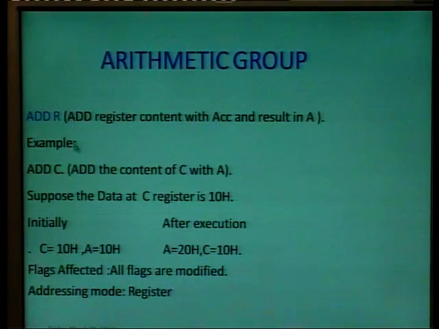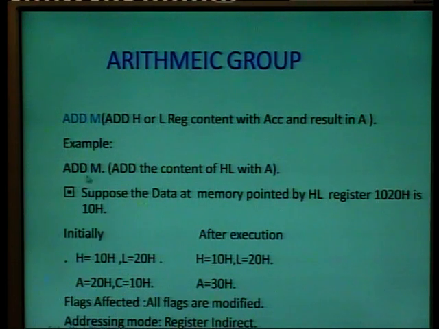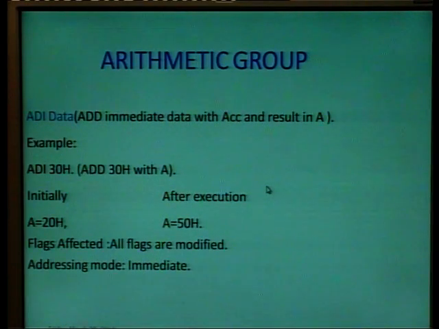Arithmetic group: the first one is ADD R, add register content with accumulator and the result in accumulator. This is ADD C, which means it will add the content of C with A and the result will be in the register A. ADD M, add memory content pointed by H and L with accumulator and result in A. ADI data, add immediate data with accumulator and result in accumulator. ADI 30H: this 30H will be added to the accumulator immediately and the result will be stored in the accumulator.